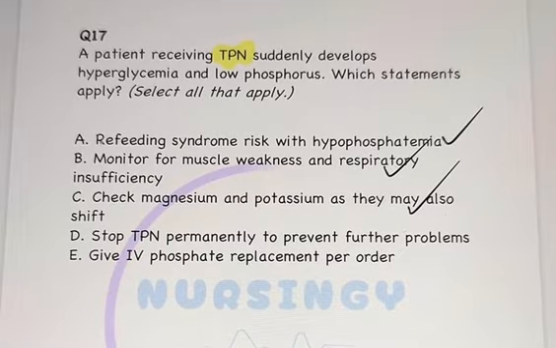What about D? Stop TPN permanently to prevent further problems. Is it correct or incorrect? D is no. We don't want to stop it permanently.